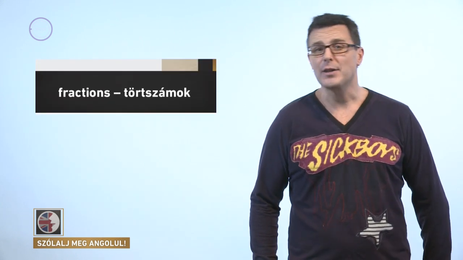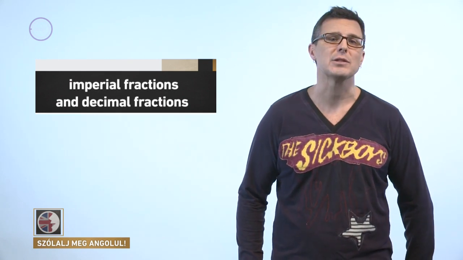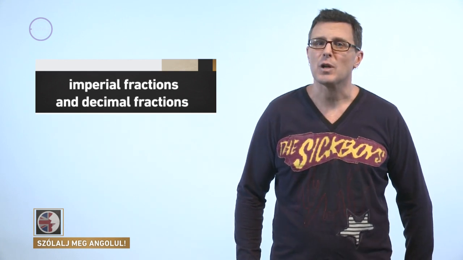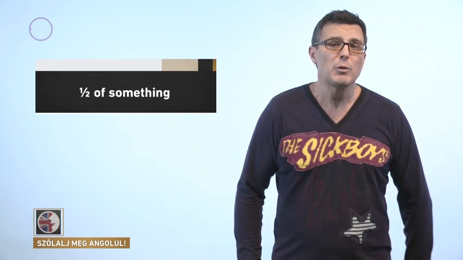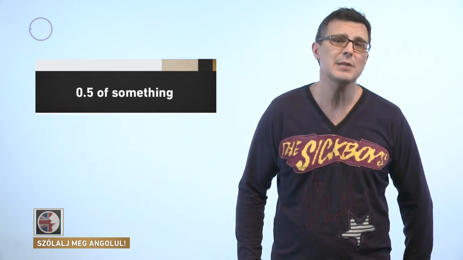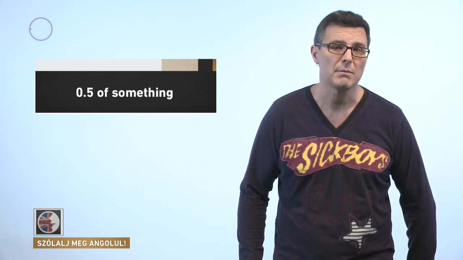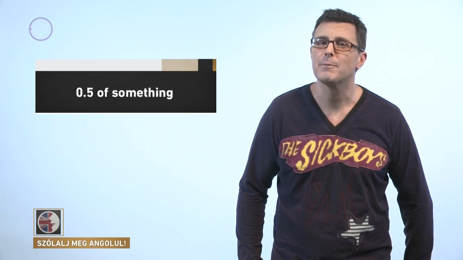Okay. Now, numbers which are less than 1 are called fractions. We can either use imperial fractions or we can use decimal fractions. They're the same. We just write them and say them differently. Sometimes we use imperial fractions when we talk about a half of something, and sometimes we use decimal fractions when we talk about 0.5 of something. They mean the same, we just write them and say them differently.